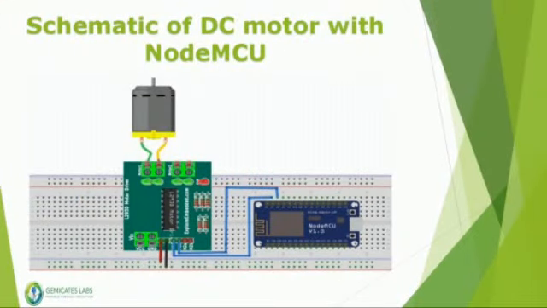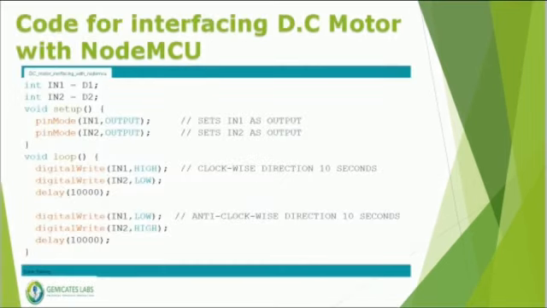Next one is DC motor interfacing with NodeMCU. This is how the schematic looks like. Let us see the code for it. Here we have assigned D1 and D2 to IN1 and IN2 of int data type, which means the D1 pin of NodeMCU is connected to input pin 1 of L293D, and the D2 pin of NodeMCU to input 2 of L293D, and made IN1 and IN2 behave as output.